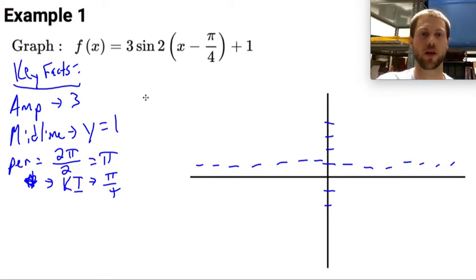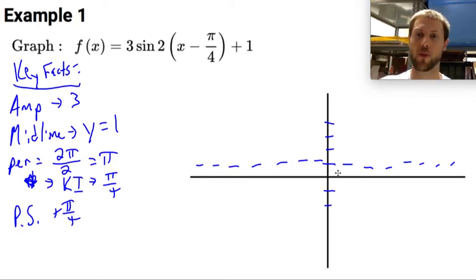And then finally, I'll take my phase shift. My phase shift is positive pi over 4. So at this point, I can start to label some things. As far as how I want to label my x-axis, I'm shifting over pi over 4, so I definitely need to shift over pi over 4. And then my interval should be pi over 4.